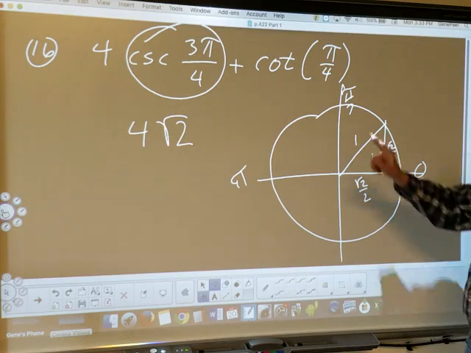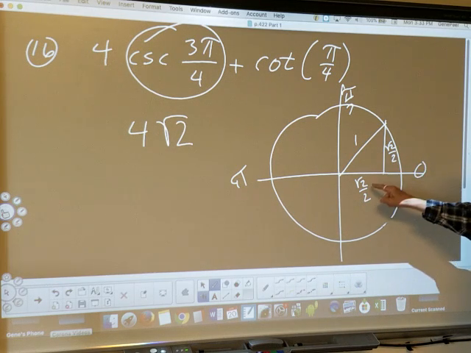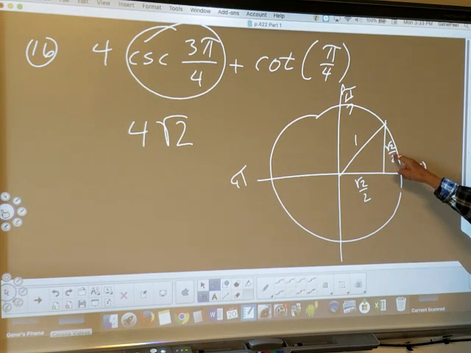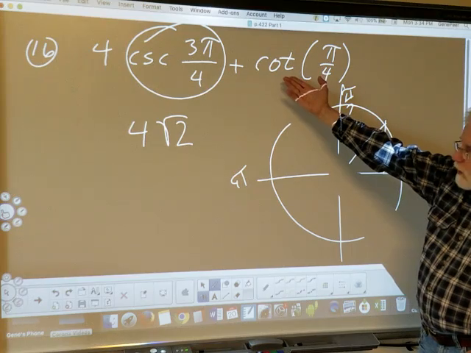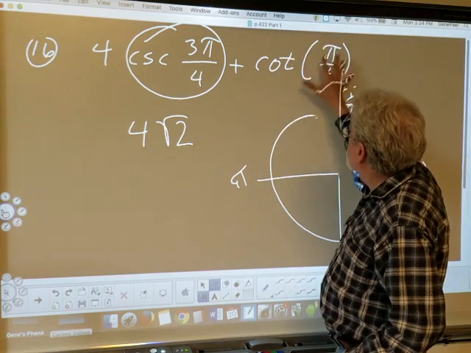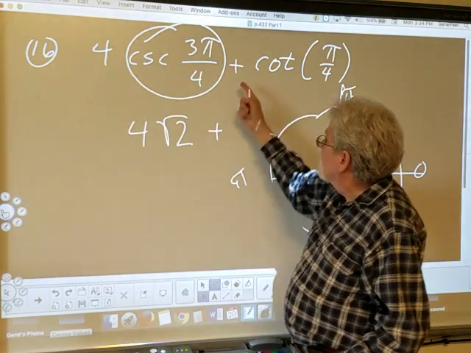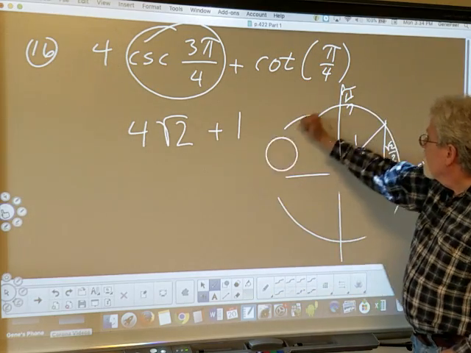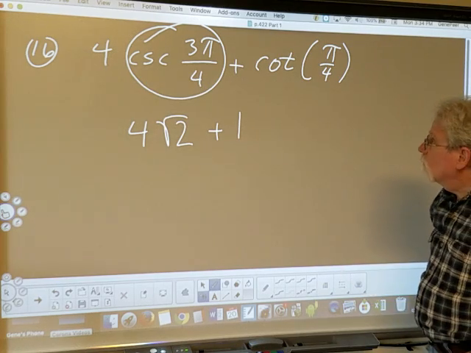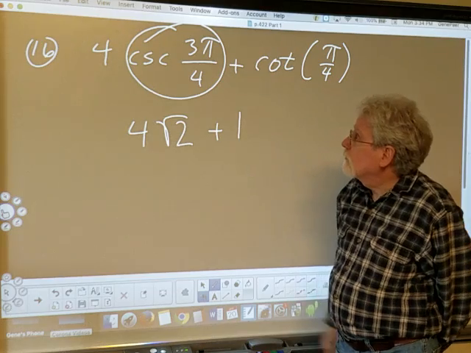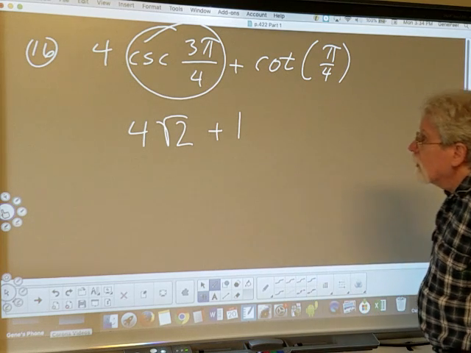Cotangent is the reciprocal of tangent. Tangent is opposite over adjacent. Oh, square root of 2 over 2 over square root of 2 over 2? Yeah, that's going to equal 1. And the reciprocal of 1 is 1. So this whole thing just becomes 1. So we have 4 square root of 2 plus 1. And if you just don't panic, use your unit circle, use SOHCAHTOA, use your understanding of reciprocal functions, it all comes together rather nicely.